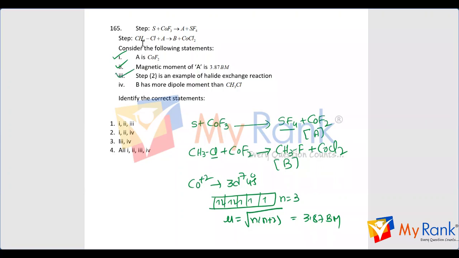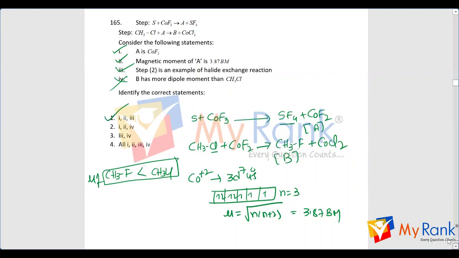B has more dipole moment than CH3Cl. B is CH3F. Does it have more dipole moment than CH3Cl? No, mu of CH3Cl is greater than CH3F. This is the exceptional case, due to the longer C-Cl bond, the dipole moment of CH3Cl is greater than CH3F. Therefore, the fourth statement is the wrong statement. First, second, third statements are correct statements. Therefore, your correct option is the first option.